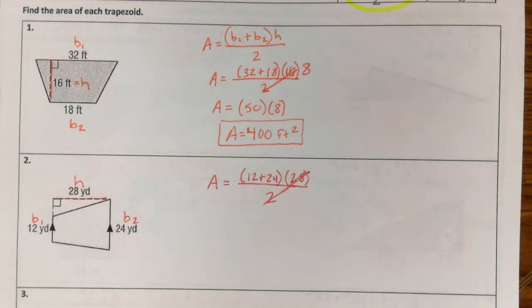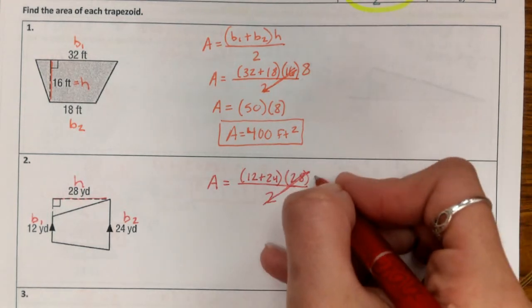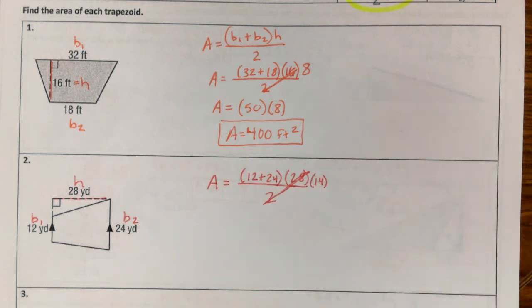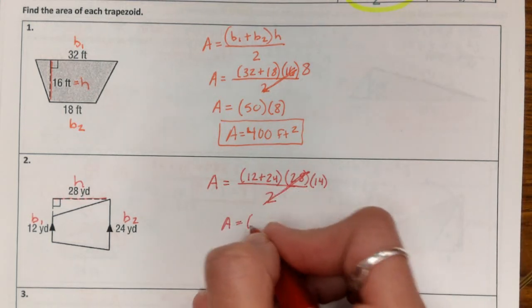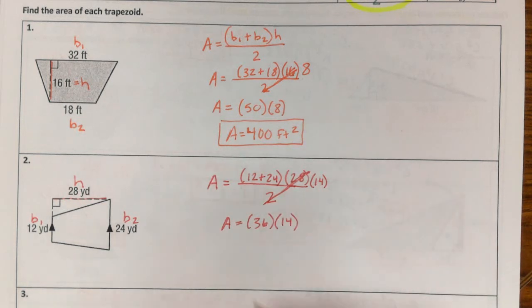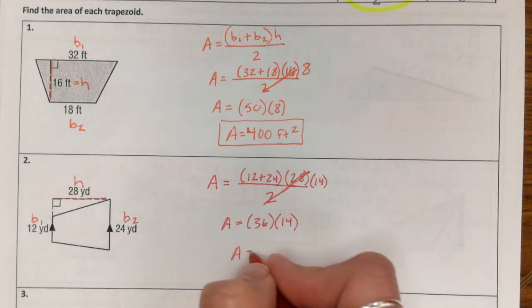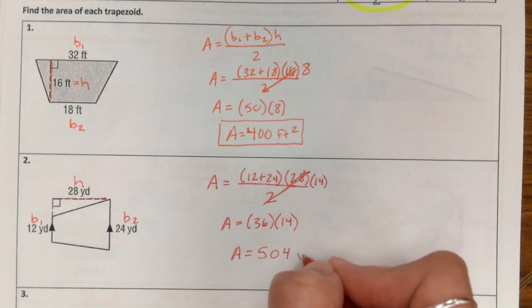Again, I'm going to simplify to get rid of that 2. You do it the way you want to. Okay? And 28 divided by 2 is going to give me 14 now. So when I add 24 plus 12, I'm going to get 36. And I'm going to multiply that by that new 14. And your area is going to be 504 yards squared.